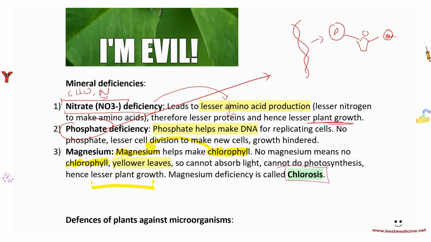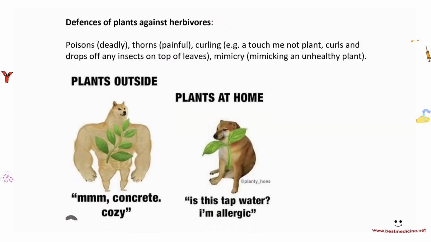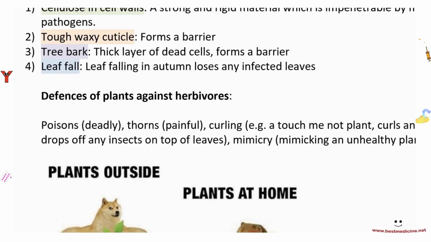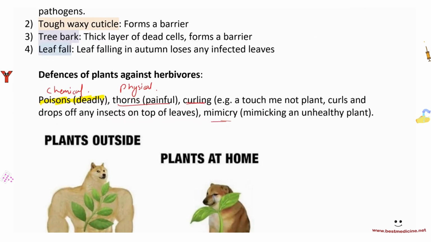So what are the defenses of plants against microorganisms? Well, we've looked at the defenses of animals. What are the defenses of plants? Some of the plants' defenses are poisons, which is a chemical defense. Thorns, which is a physical defense. Okay, and curling, again, a physical defense. And mimicry, mimicking an unhealthy plant, behavioral defense.